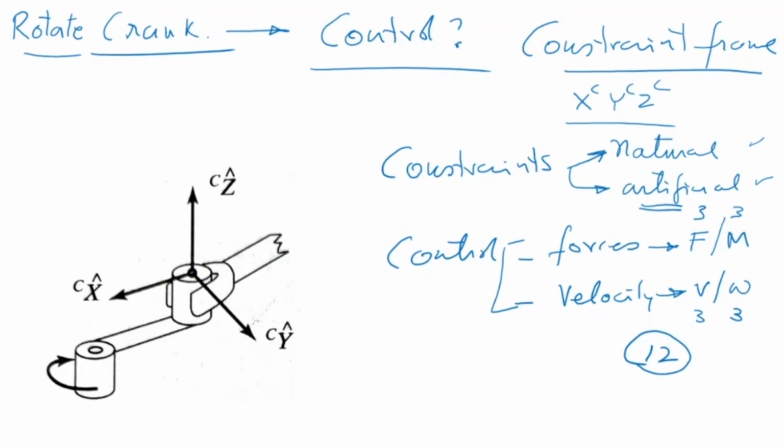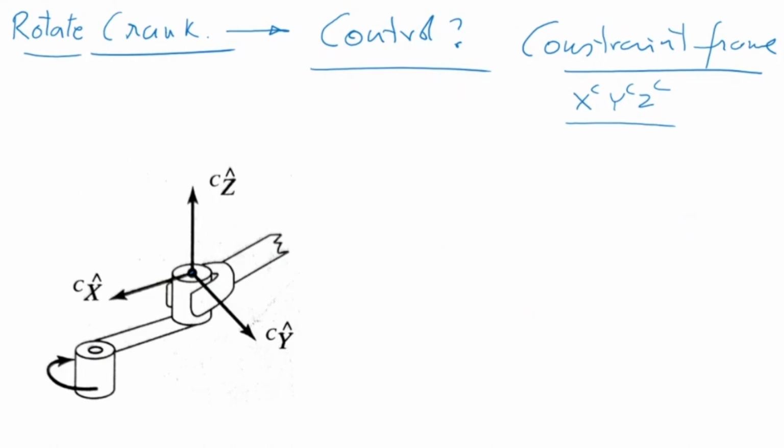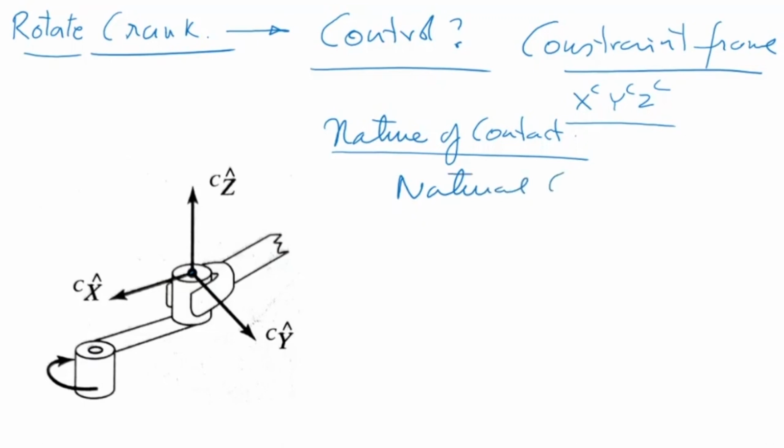Okay, so the first thing that we'll look at is the natural constraints. Let me rub this out and we will write it here again. So what are the natural constraints? The natural constraints are the constraints on the robot because of the nature of the task or the nature of the contact. The nature of contact will enforce some natural constraints. So let's call this natural constraints, and let me write them here. On the other side, we have the artificial constraints.